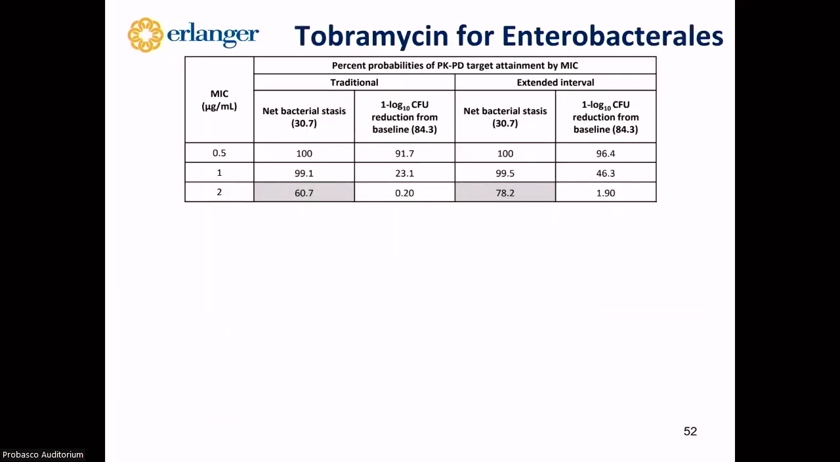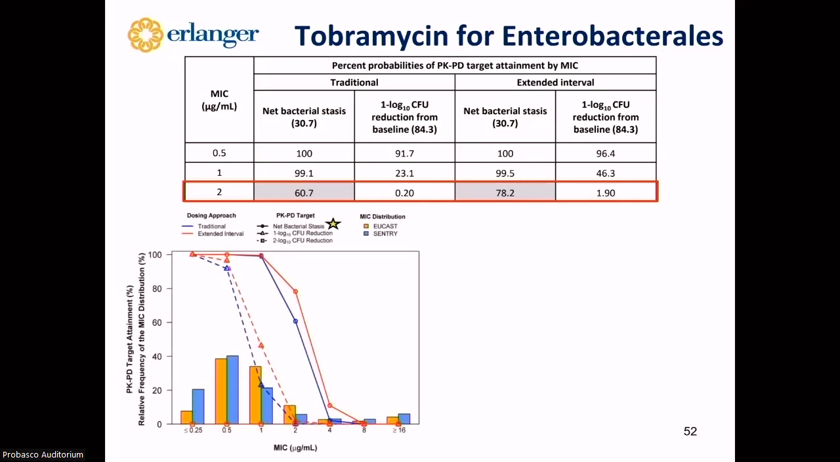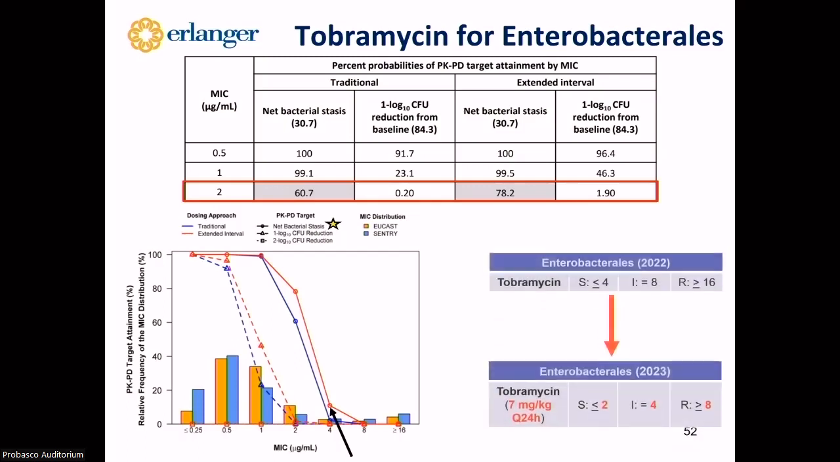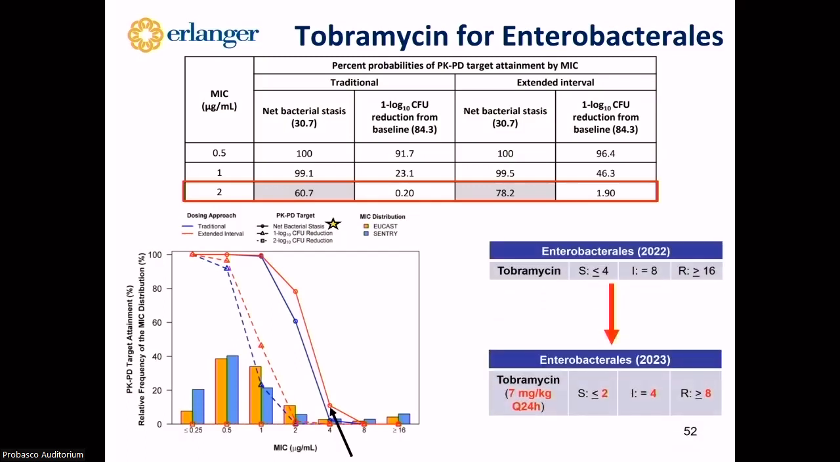When moving on to tobramycin for Enterobacterales, you can see we're strong up until an MIC of 2 and fall into trouble at an MIC of 4. So understandably, the intermediate breakpoint was set to be 4, susceptible being 2 or below.